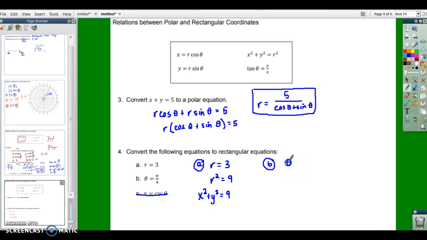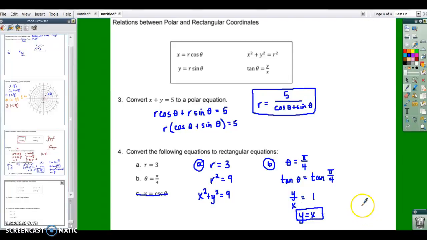For letter B, I've got theta is equal to pi over 4. And I can say that the tangent of theta, right, I can take the tangent of both sides. Tangent of theta is equal to the tangent of pi over 4. Tangent of theta, I have a representation for that in rectangular form. I can write that as y over x. Tangent of pi over 4 is just 1. And if I multiply both sides by x, I end up with y equals x in rectangular form.